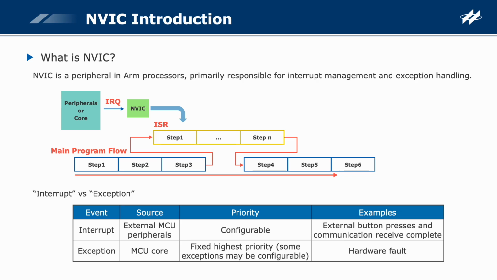These events that disrupt normal program execution are categorized as either interrupts or exceptions. The key distinctions between interrupts and exceptions are summarized in the table below. Interrupts, sources generated by external MCU peripherals with configurable priority. For example, external button presses and data transfer completion events. Exceptions, sources originate from the processor core that typically have higher fixed priorities. For example, hardware faults.